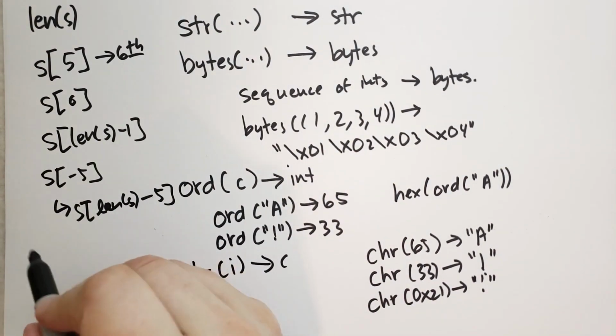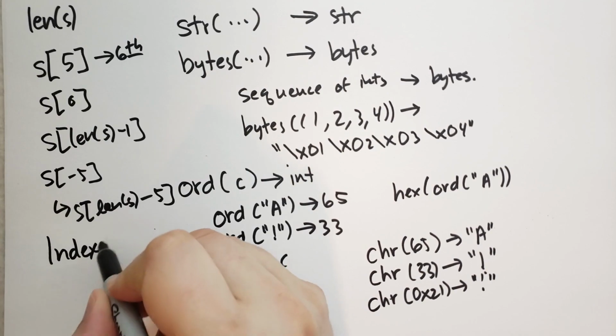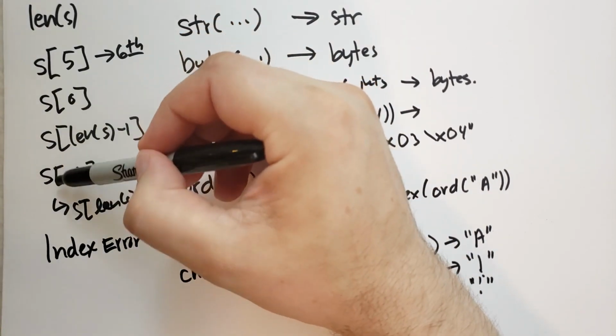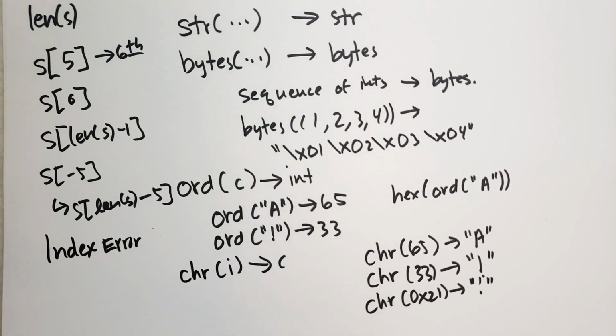If you go outside of the bounds, you'll see an index error. There's a lot more you can do with the square braces and the subscription pattern, especially slices. We'll cover that in a later lecture. I hope you enjoyed this lecture. Take care and bye-bye.